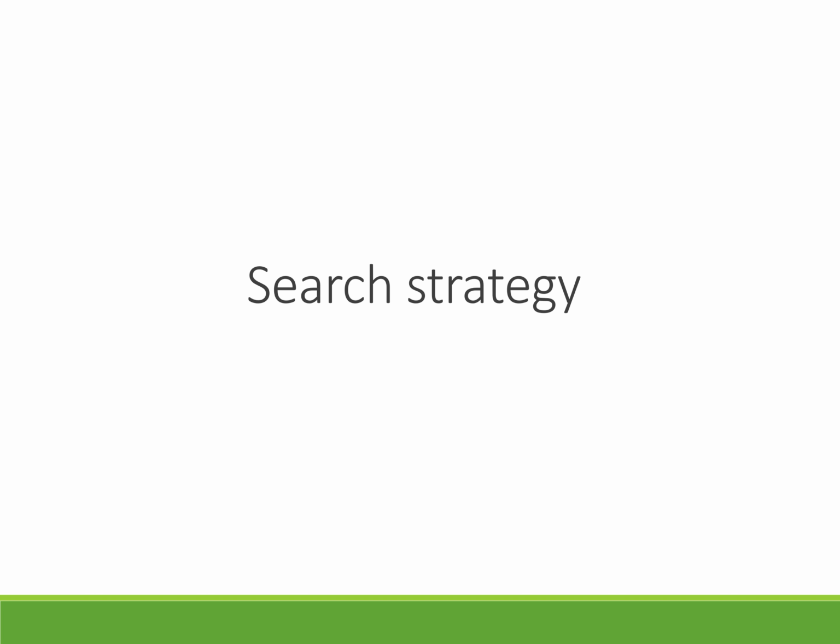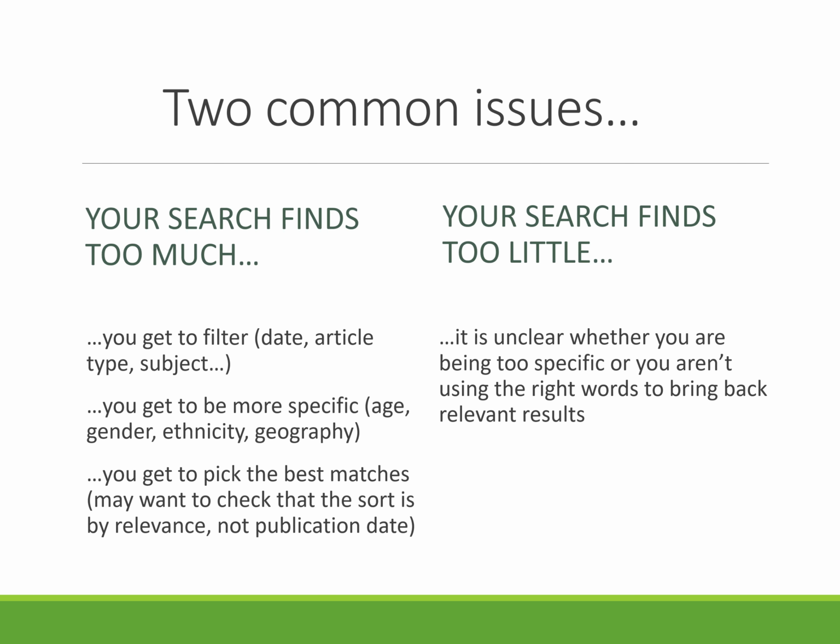So now I want to talk about search strategy. There are 2 common issues when it comes to search strategy. Either your search finds too much, and I tend to think of this often as a positive thing, though not always. But if you find too much, then you can filter. A lot of databases will have options for filtering by date, by article type, by subject, ways that you can take the larger initial set of records and get it smaller.